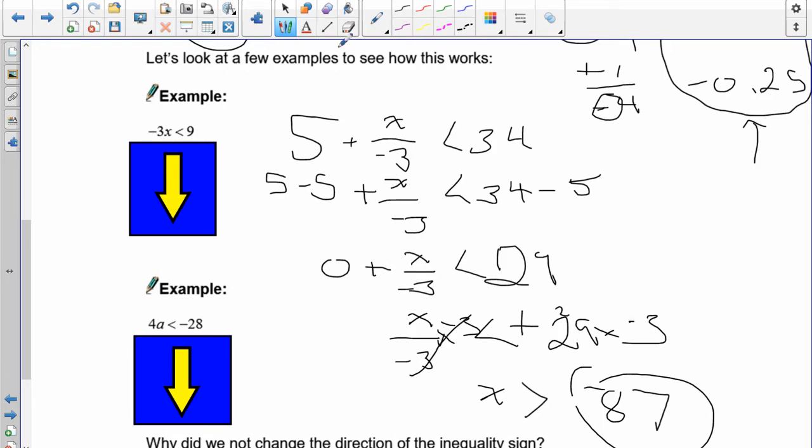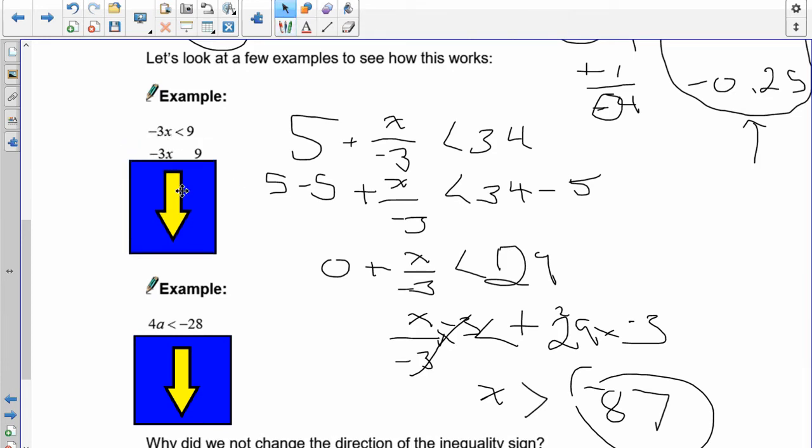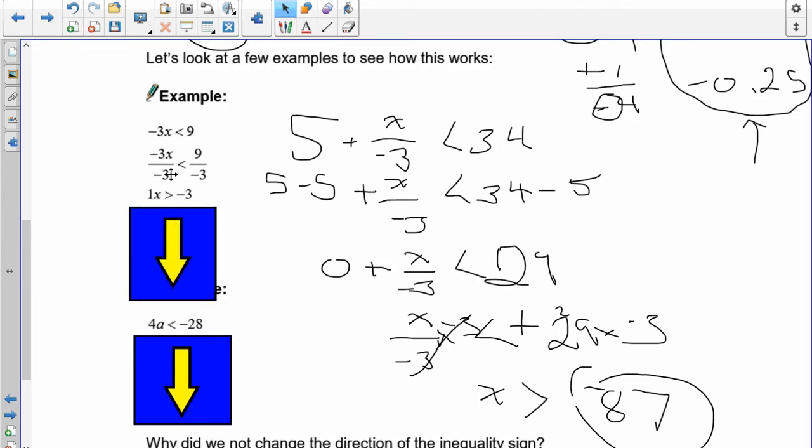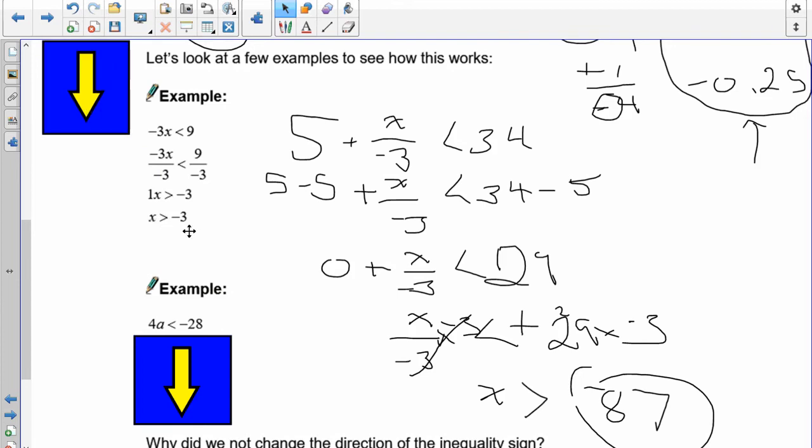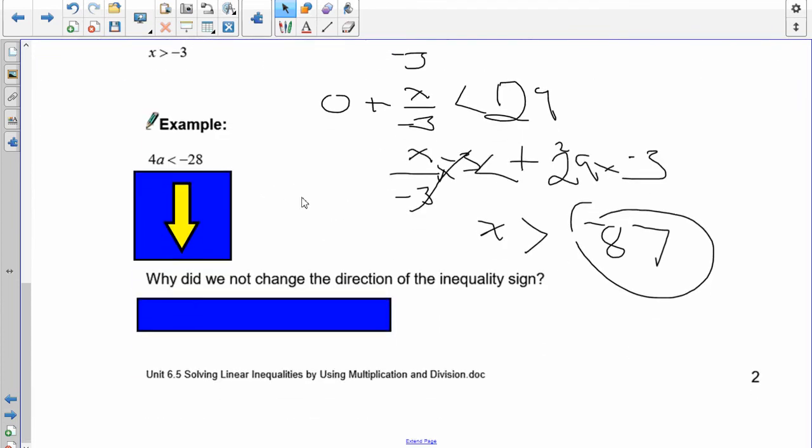All right, well, let's see what we've got. If I'm multiplying by negative 3, that means I've got to divide by negative 3. Whatever I do to one side, I've got to do to the other. Now, I haven't divided yet. I'm showing you what I'm going to do here. Once I do the dividing, negative 3 times negative 3 giving me my 1x, now I change my sign because I divided by a negative. So 9 divided by negative 3 is negative 3, and of course 1x is simply x. So x is greater than negative 3. All right? So pause the recording and try this one.